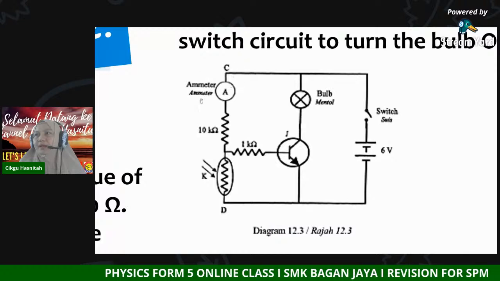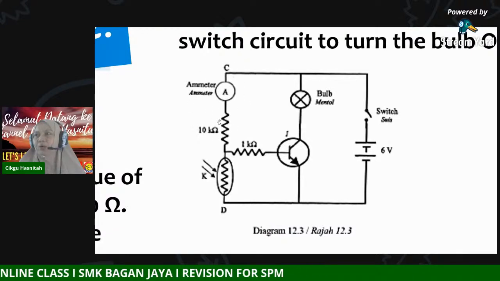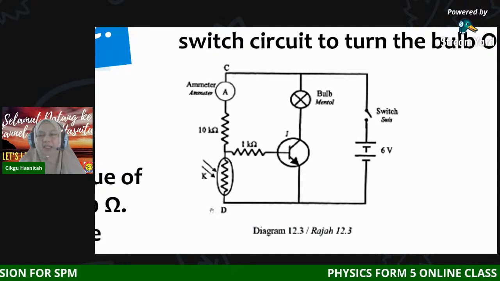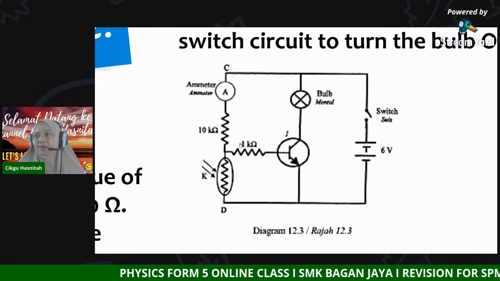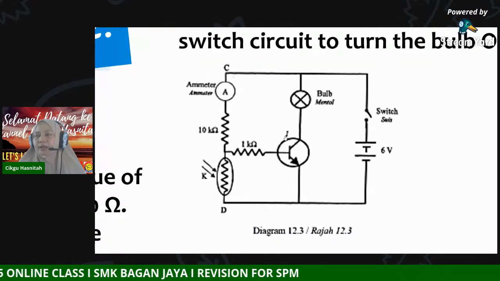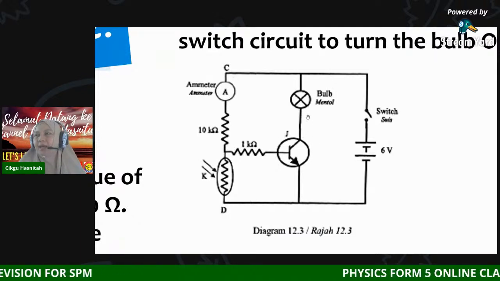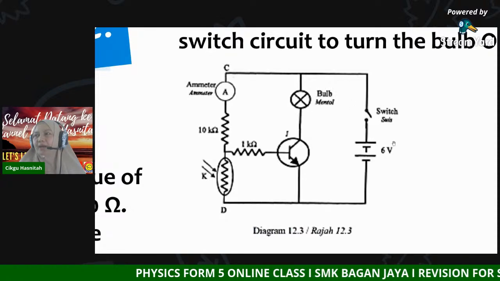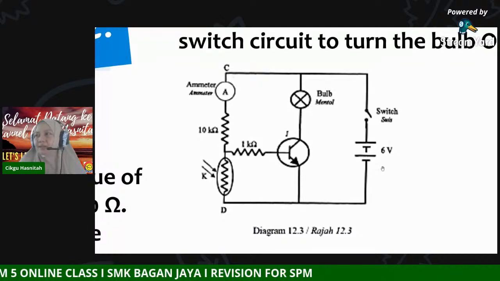Okay, you can see there is an ammeter up here and this is a fixed resistor, 10 kilo ohm. And this is, what do we call this? K. Later you have to write. So this is the base circuit. This is another fixed resistor of 1 kilo ohm. And this is our electronic component J. And you can see there is a bulb, this is the switch, and this is the battery supplying voltage to the circuit.